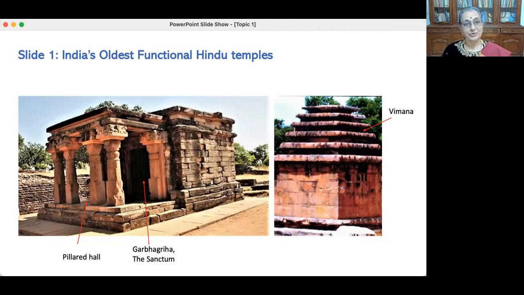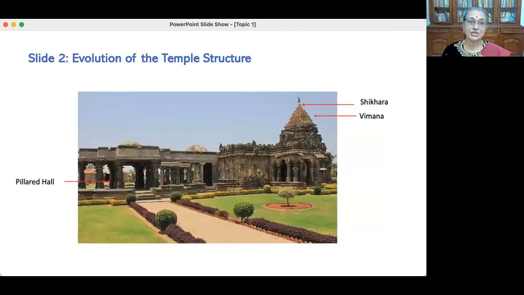Let's now look into an evolved form of a bigger temple constructed in the 11th century CE. Slide 2 shows a temple from this period in the South Indian place called Itagi. As temple structure evolved, the tapering Vimana was extended to great heights and was topped with a roundish finial structure called Shikara. The word Shikara literally means the peak of the temple.